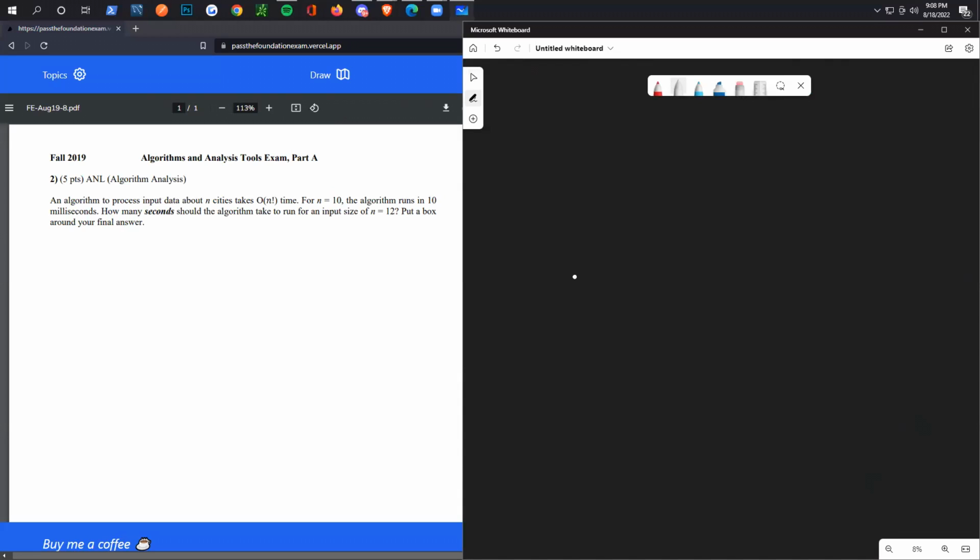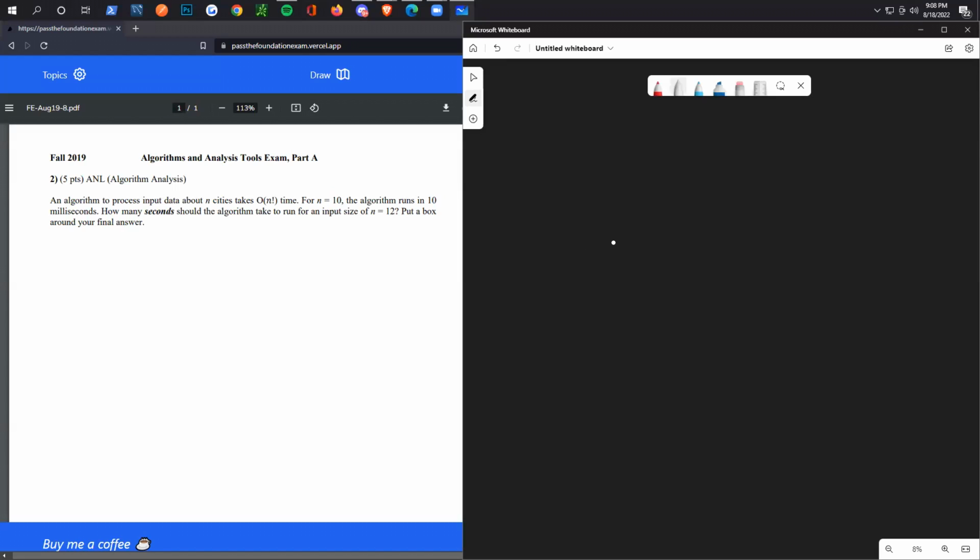Okay, so an algorithm to process input data of n cities takes n factorial time, O of n factorial time. For n equals 10, the algorithm runs in 10 milliseconds. How many seconds, not milliseconds, seconds, should the algorithm take to run for an input size of 12? Put a box around your final answer.